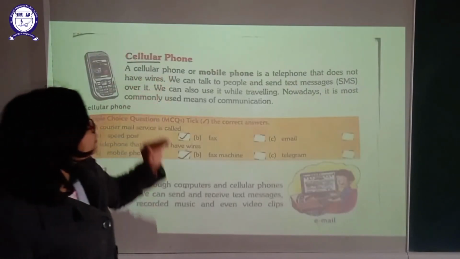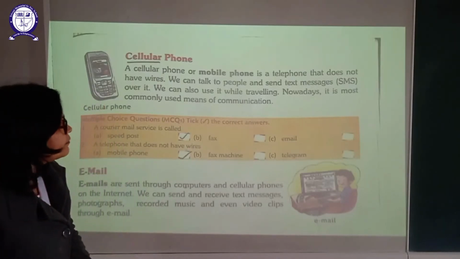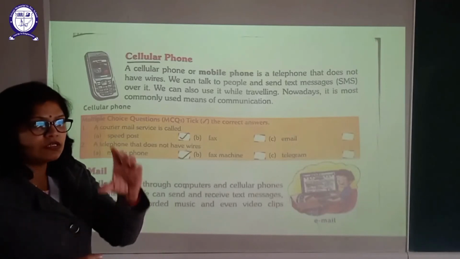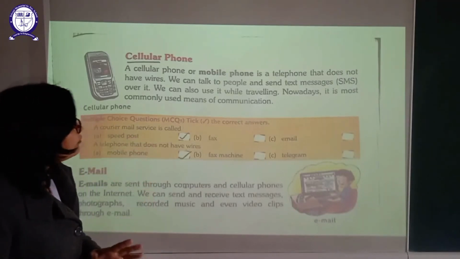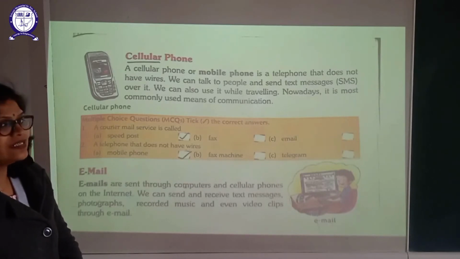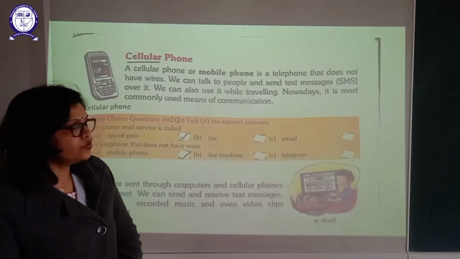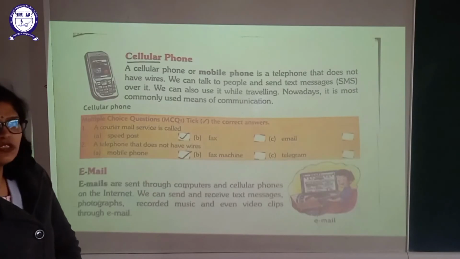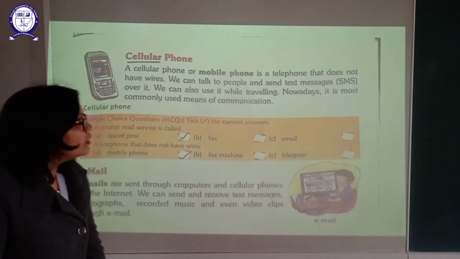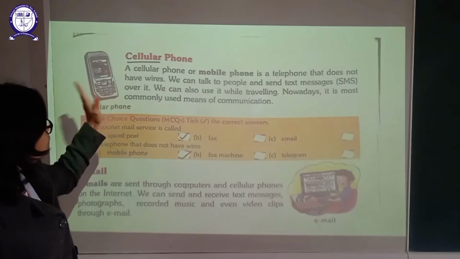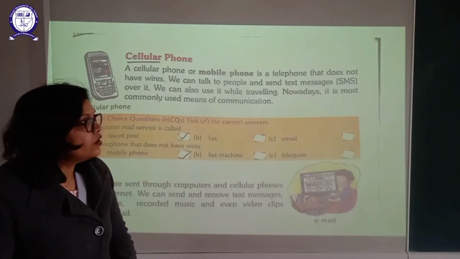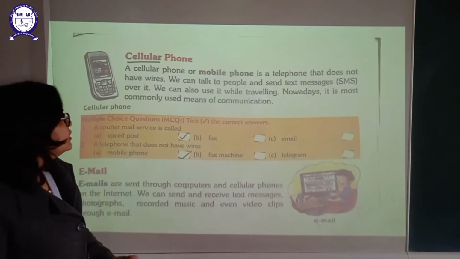Next is the cellular phone. A cellular phone is also called a mobile phone. A mobile phone doesn't have wires. It is very small, and we can talk to people and send messages with SMS services. We can also use it while traveling, and nowadays it is the most commonly used means of communication. With a cellular phone we can also do our study, as the online study is going on.